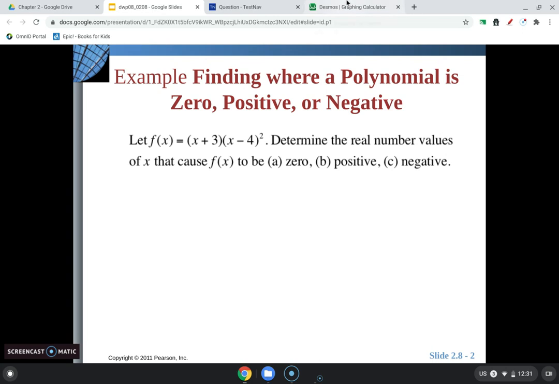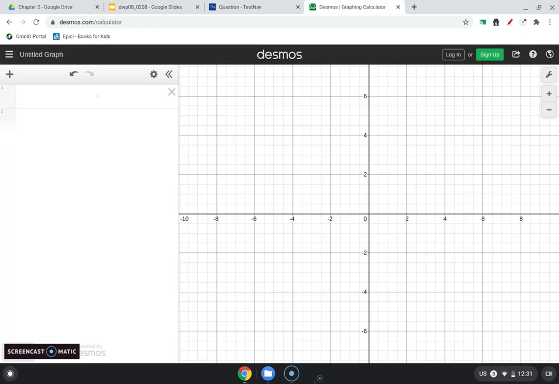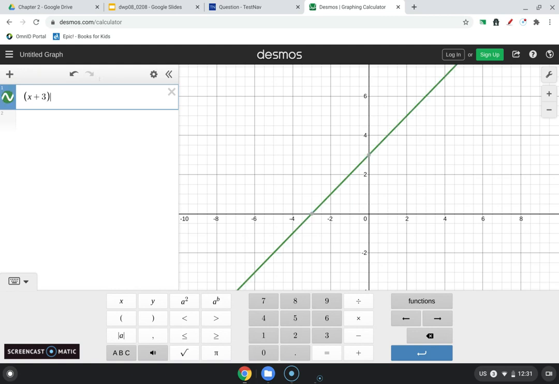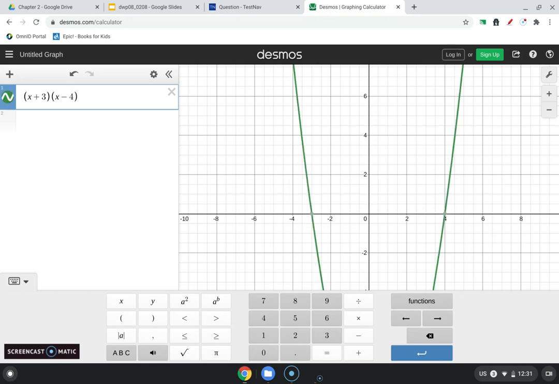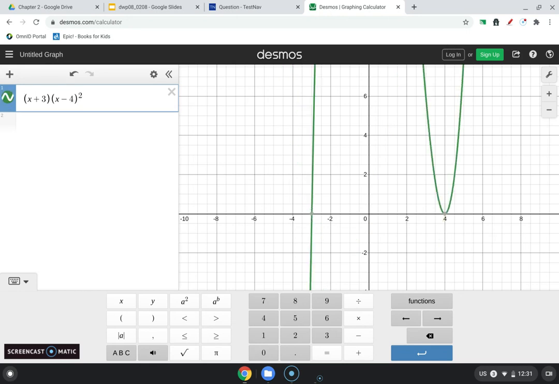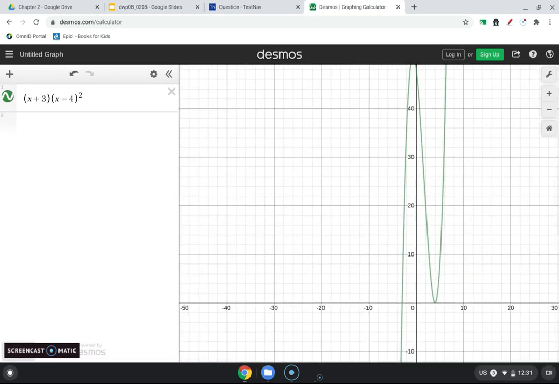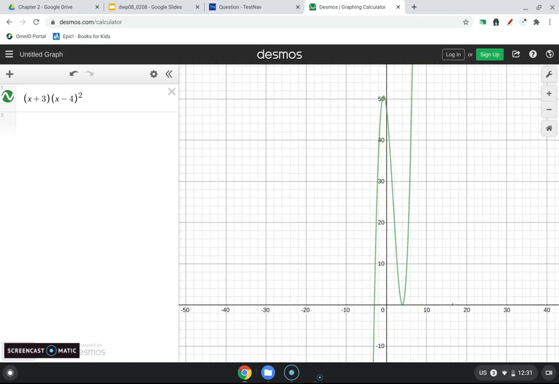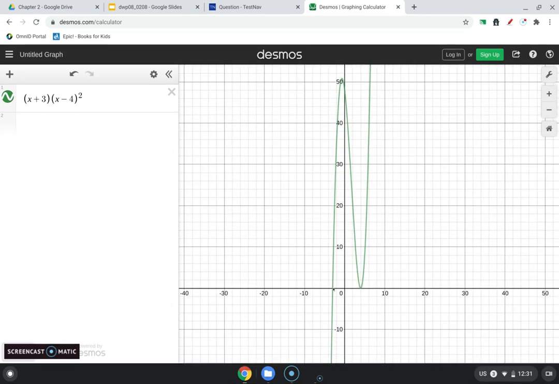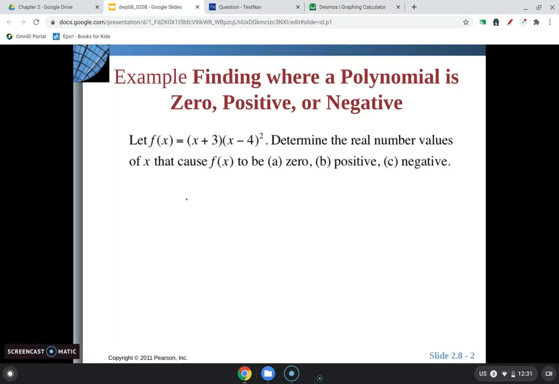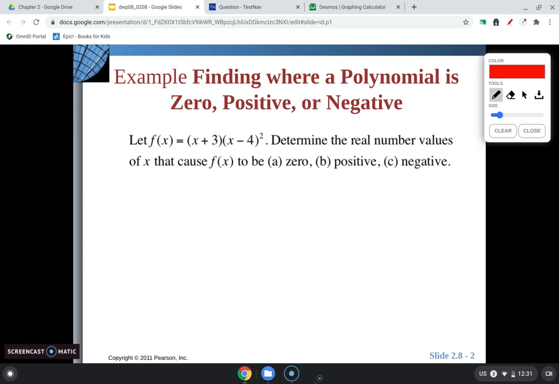All right, so it always helps to take a peek here at a graph. Desmos is our best friend when it comes to graphing. So we have x plus 3 times x minus 4 squared. Boom. If we zoom this out a little bit, that's what our function kind of looks like. So we've got a 0 here at -3 and another one here at 4. And we knew that from looking at the function too. The zeros were -3 and +4.